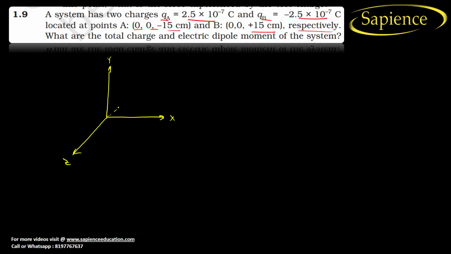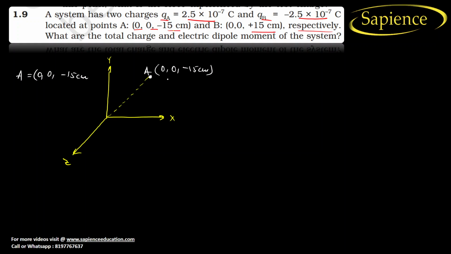Now they have given the location in such a way that they are including only the Z part. Why? If you observe properly, they have given A is equal to 0, meaning X is 0, Y is 0, and minus 15 centimeter. So let us suppose there is a point A, located at this point. So this point's location is 0, 0 and minus 15 centimeter, right?